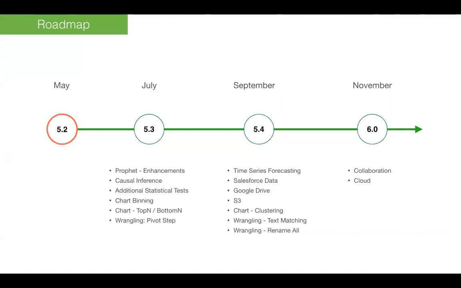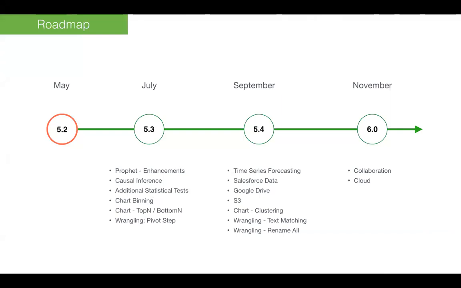One of the things is Prophet. We are adding the extra regressor so that you can have other variables affect the forecasted values. And then we've been working on the causal inference area, so you're going to see some of those features if we can make it for July. And then other additional statistical tests, and also in the chart area, we are trying to support binning, so you can assign a numerical column to the X or Y or color. Then you can specify the way the bins create categories based on the numerical variables.